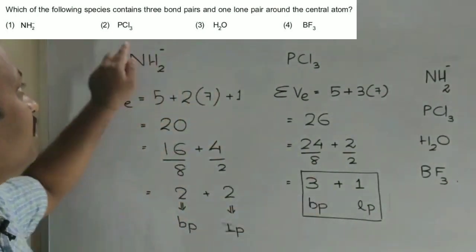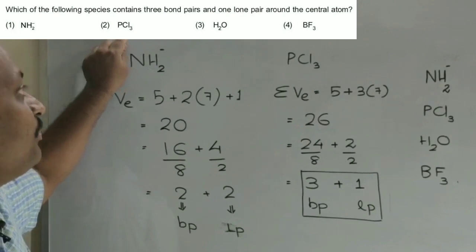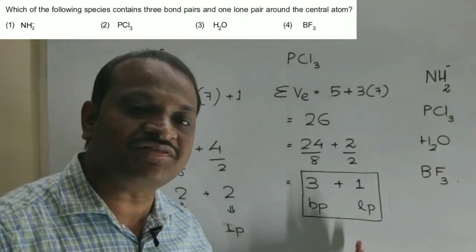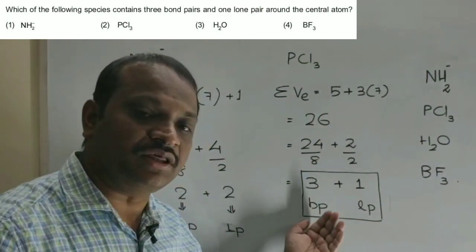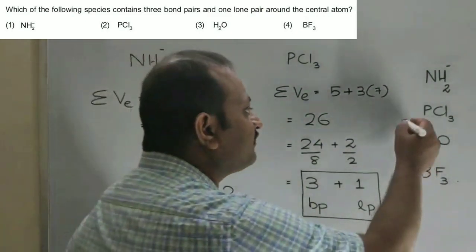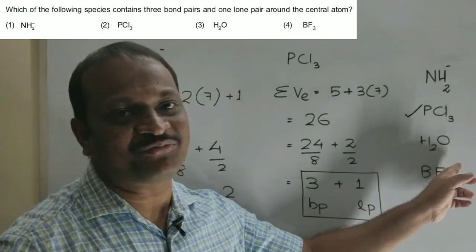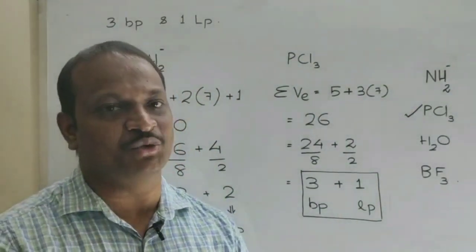Our question asks in which of the following compounds 3 bond pairs and 1 lone pair are contained. So what's the answer there? We have got the second one. The answer is the second one. And I'm not working through the rest of the two compounds again, that you can practice yourself.